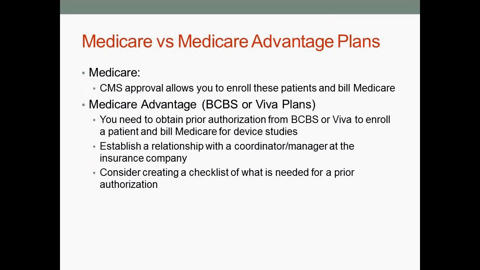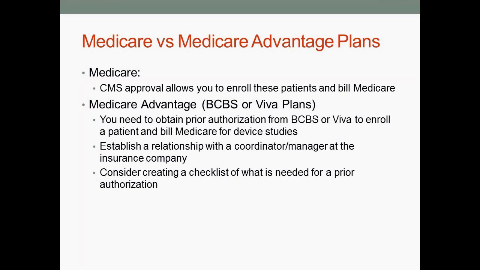When you look at Medicare and Medicare Advantage plans, you don't want to assume that if they have a Medicare Advantage plan that their insurance is automatically going to cover them. So if you have a patient with Medicare and your study's gone through CMS approval, then you're good to go. You have that approval, you can enroll patients in Medicare. If you have a patient that has a Medicare Advantage plan managed by, say, Blue Cross Blue Shield or Viva, those patients can still be covered, but you might have to go some extra steps.